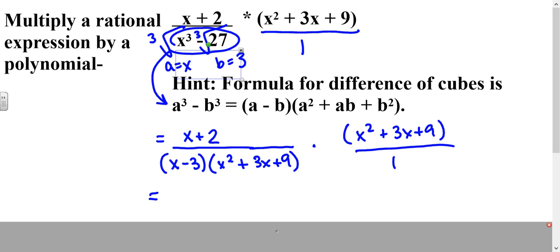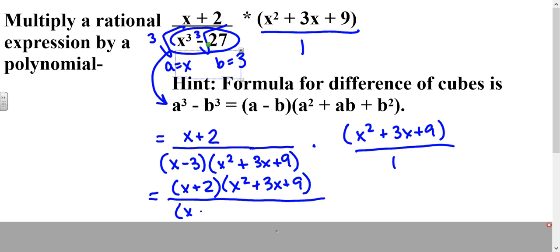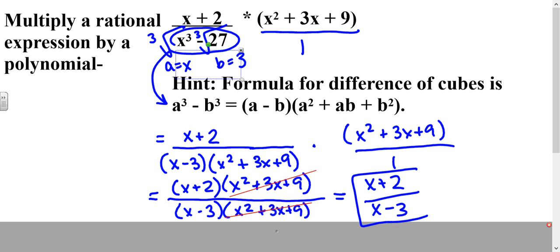So if I go ahead and multiply straight across, I would have x plus 2, and I would have x squared plus 3x plus 9. And then I would have x minus 3, and I would have x squared plus 3x plus 9. And then I multiply by 1, so really I can put the 1 here, but it doesn't really change anything. So if I cancel out my common factors, then this x squared plus 3x plus 9 would cancel out with the bottom one. And so therefore, we would just have x plus 2 over x minus 3. And that would be the final answer.